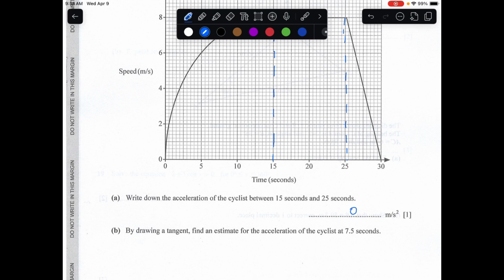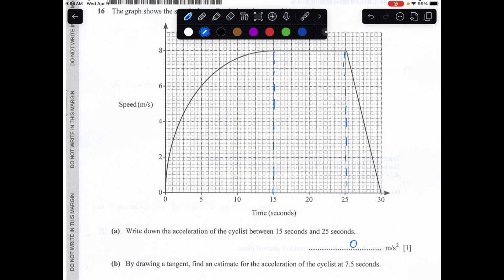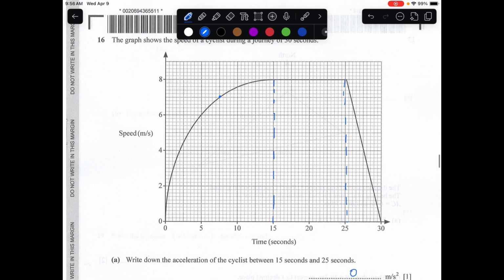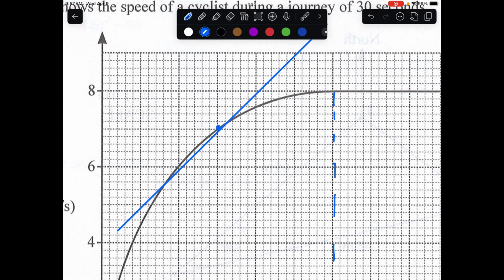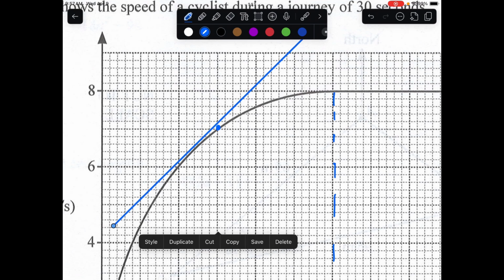By drawing a tangent, find an estimate for the acceleration of the cyclist at 7.5 seconds. So 7.5 seconds is going to be over here, and I need to draw a tangent. I'll be using a ruler to draw this tangent. The tangent should be such that there is no daylight between the point and the line. But what I have drawn, let me zoom in, is not correct because as you can see it is touching at several places. So my tangent should just touch at 7.5.